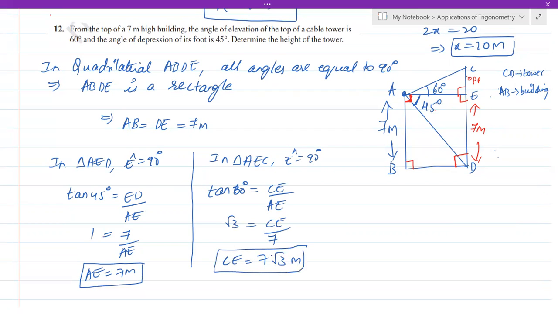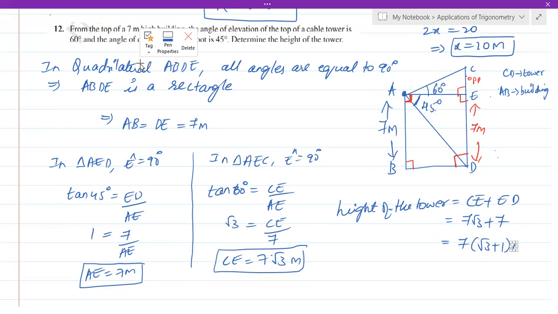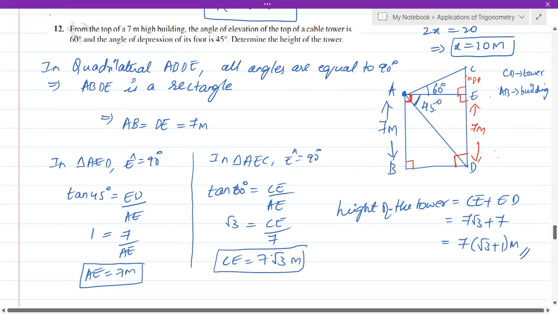Now what we have to find is the total height of the tower. How do you get it? If you add CE and ED, you will get the answer. The value of CE is 7 root 3 and the value of ED is 7. So we can take 7 as common, and we'll be left with 7 times root 3 plus 1 meters. That's the height of the tower.